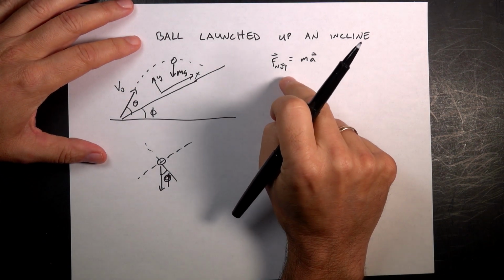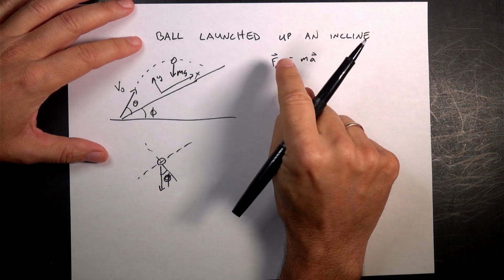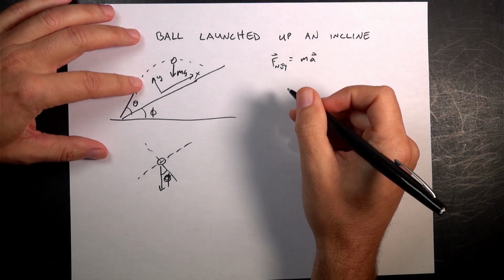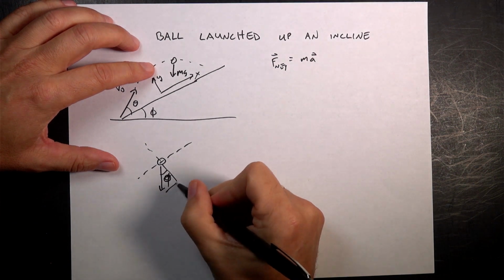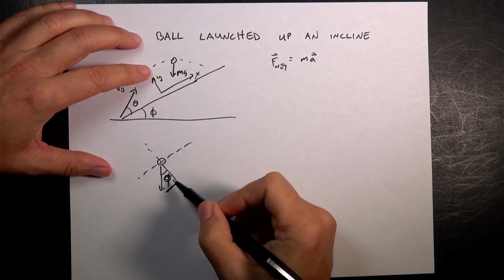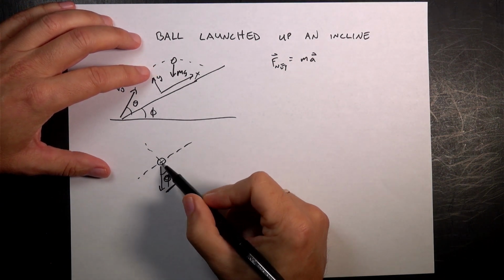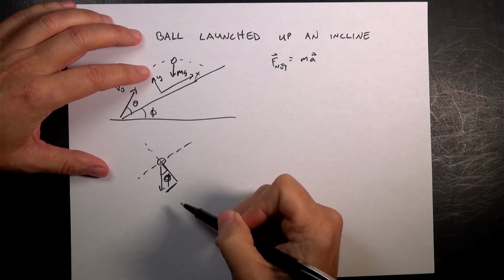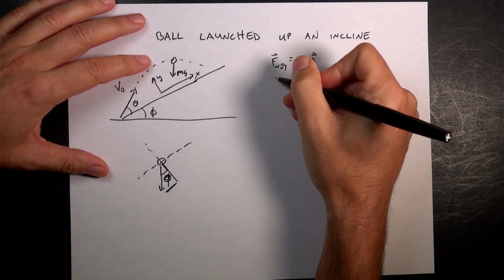So that means I actually get two F net equations. I get one in the x direction. I'm going to have this x component of the force, which is going to be the sine of that angle, and then I have the y component of the force, which depends on the cosine of that angle. So I'm going to write that out.